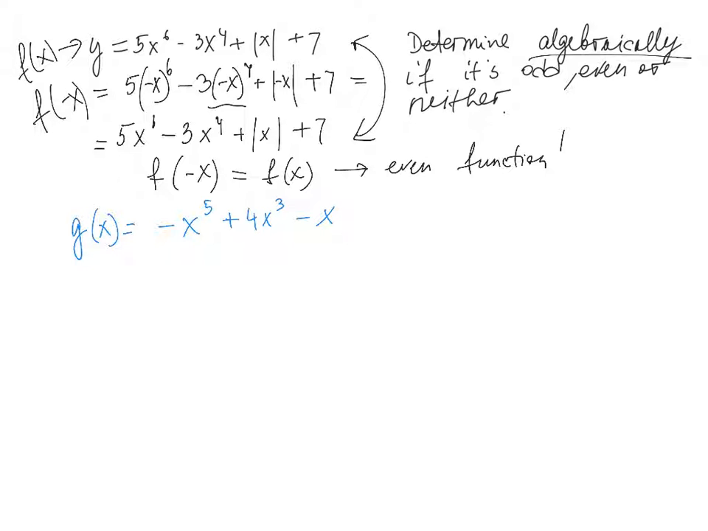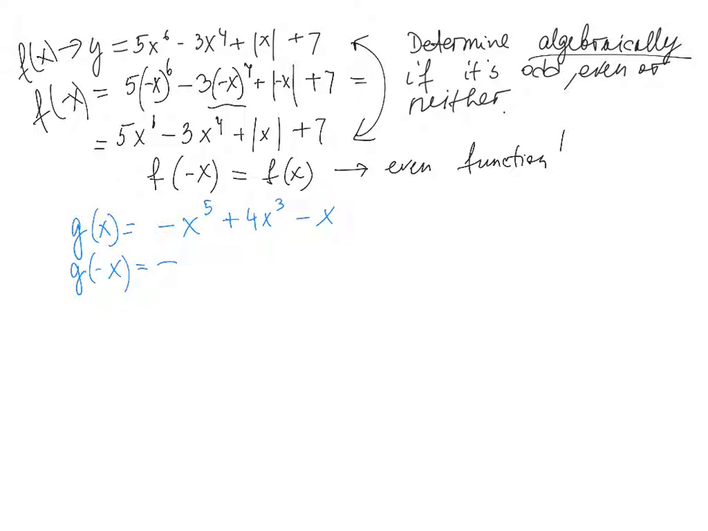Let's look at the next example. Let's call it g of x now. Same approach. In order to determine if a function is odd or even, we must compare g of x and g of minus x. So we are going to set it up. Be careful with the signs. This minus is just here.